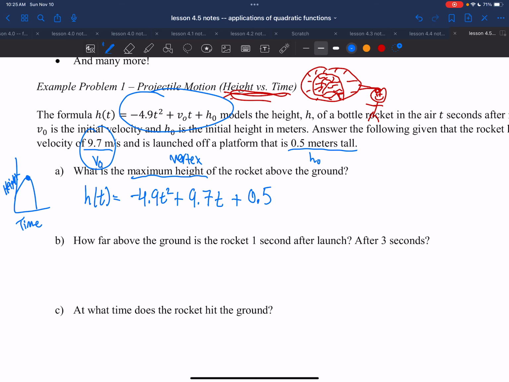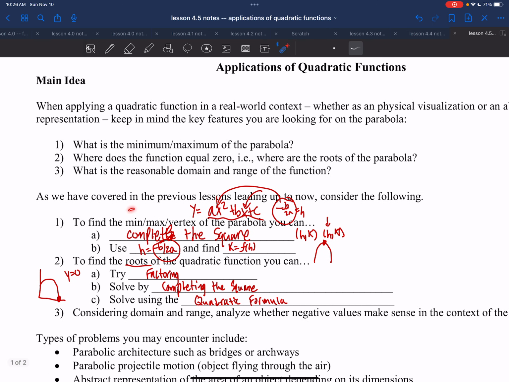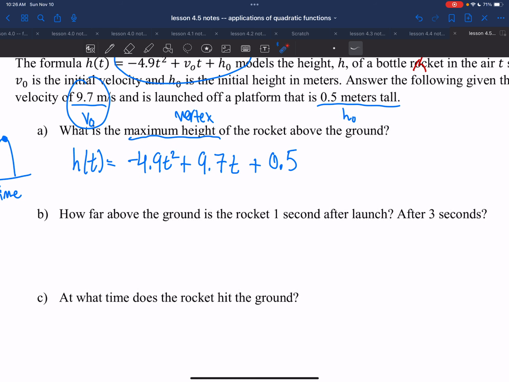Now, we could scroll up, and we could say, oh, if you want to find the min-max of the vertex, you could complete the square, or you could use the shortcut. And if I look at this, I would say, complete the square? I don't want to do that. That's terrible. I don't want to factor out negative 4.9 from t squared minus whatever that is, right? Terrible, awful, disgusting. No, I'm not going to do that. I'm going to do the shortcut.